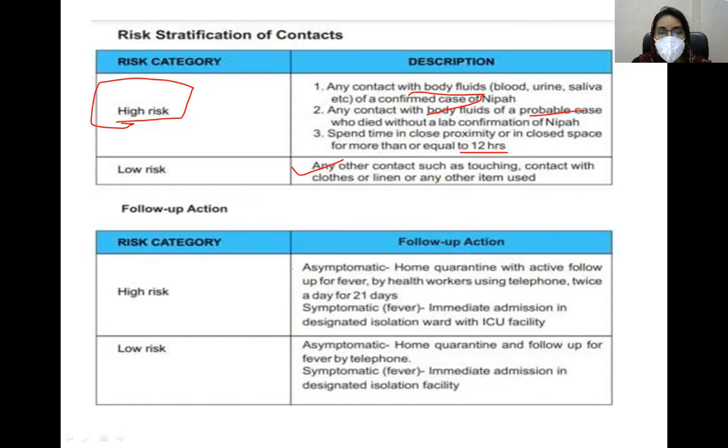So for a high risk contact, if the person is asymptomatic, we can just advise home quarantine with active follow-up for fever by healthcare workers using telephone twice a day for 21 days. I will repeat here, it is for 21 days. Whereas if the contact person is having symptoms, immediate admission to the designated isolation ward with ICU facility. If it is a low risk case and the person is asymptomatic, it just requires home quarantine and follow-up for fever by the healthcare workers over telephone. If the person is having symptoms, we need immediate admission to the designated isolation facility.